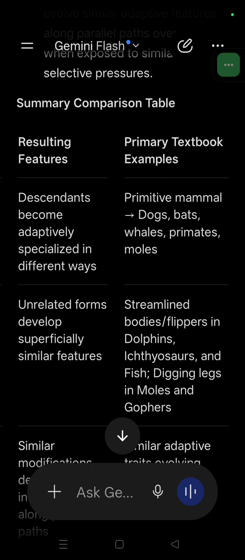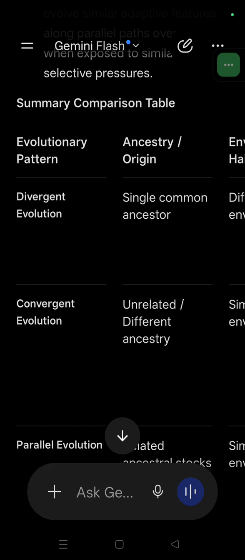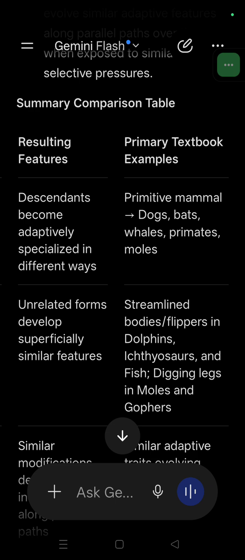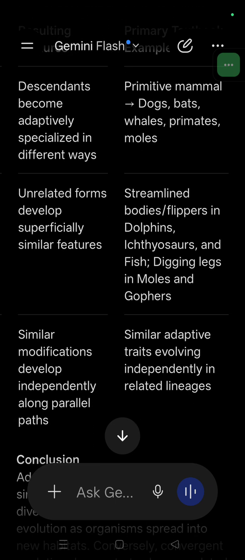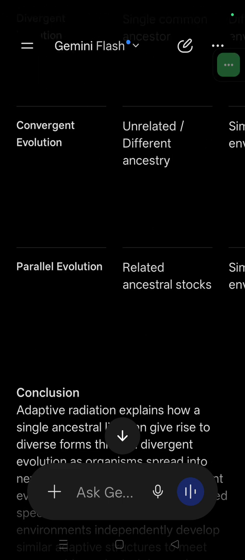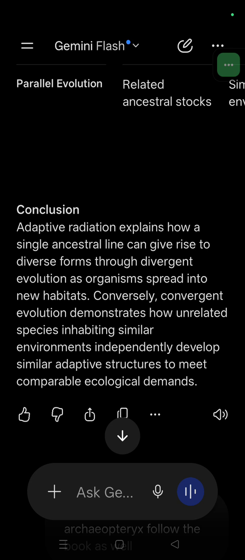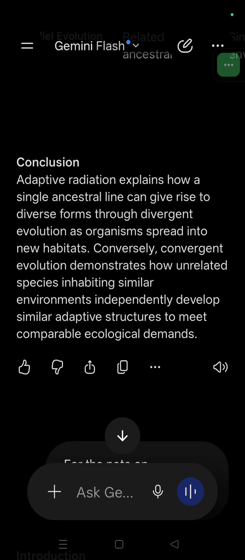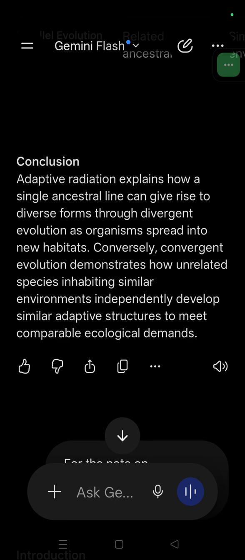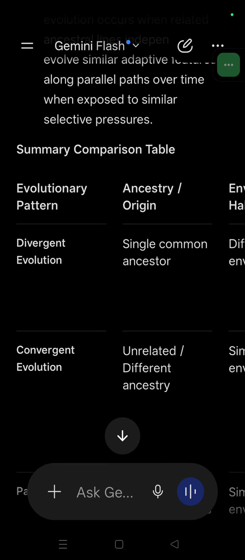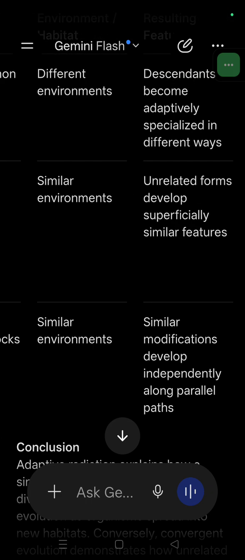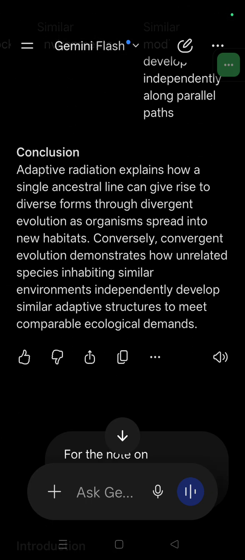Examples. Divergent evolution: primitive mammals giving dogs, bears, whales, primates, moles. Convergent evolution: streamlined bodies and flippers in dolphins, ichthyosaurs, fish, and digging legs in moles and gophers. Parallel evolution: similar traits evolve independently in related lineages. Adaptive radiation explains how a single ancestral line can give rise to diverse forms through divergent evolution as organisms spread into new habitats. Conversely, convergent evolution demonstrates how unrelated species inhabiting similar environments independently develop similar features to meet comparable ecological demands, and parallel evolution, where similar modifications develop independently along parallel paths.